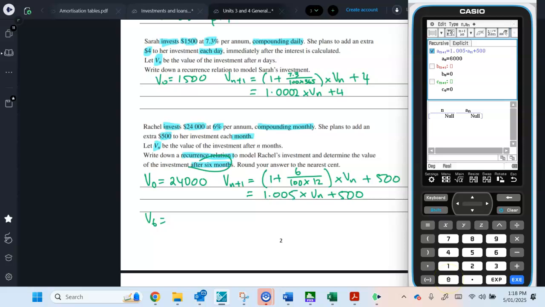And the initial value was 24,000. All right, and that's a good thing about your calculator. There we go. All right, so V6. Oh, you're going to stop? Sorry, I must have just pressed it too many times. Go back up.